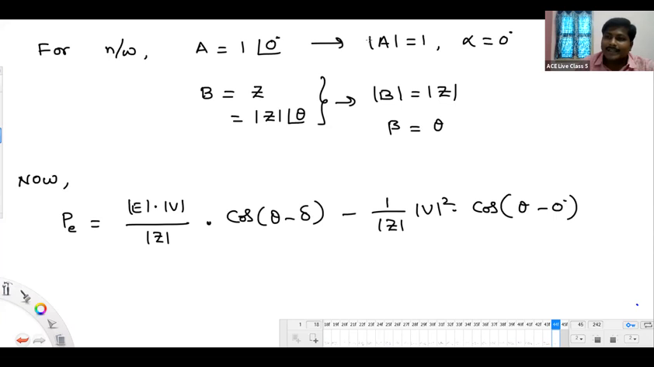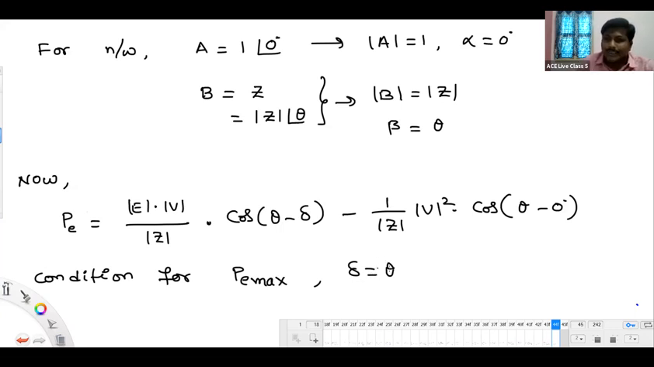Again, can you tell me what is the condition to get the maximum power transfer here? If you go in the similar manner as earlier, what is the condition you got? Delta equals beta is a condition, right? Now you can write delta equals theta is a condition. Delta equals theta is the condition for the maximum power transfer.